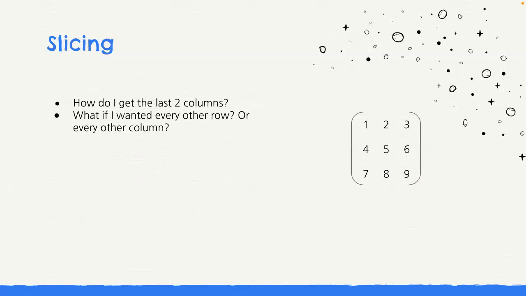Okay, I don't think we have time to go over these ones, but if you wanted to, I'll upload the solutions to the demo, and this is on the demo, so you can look at it at your own time. But these are pretty important to look at. If you wanted to get the last 2 columns, it's a very similar idea. And if you wanted every other row or every other column, it's a very similar idea to how you would get every other value in a list.